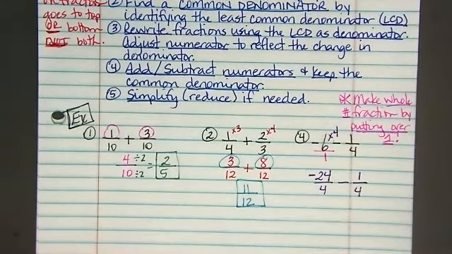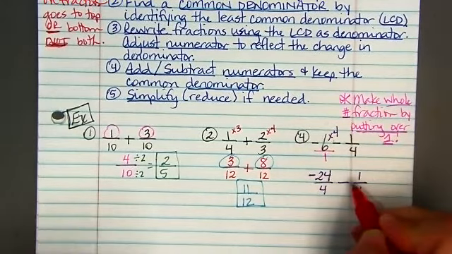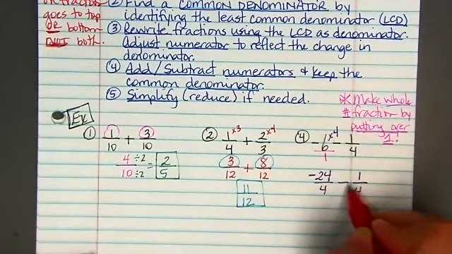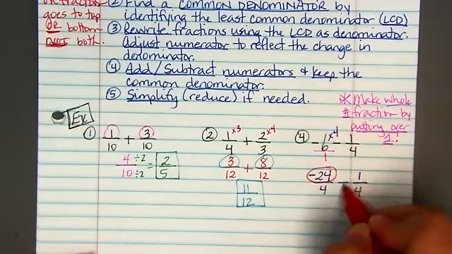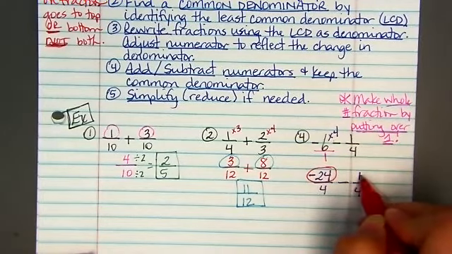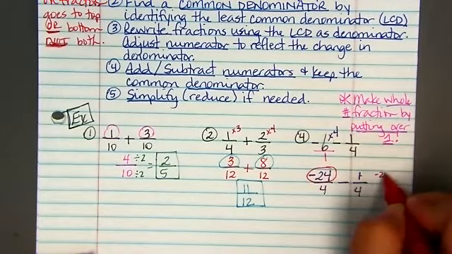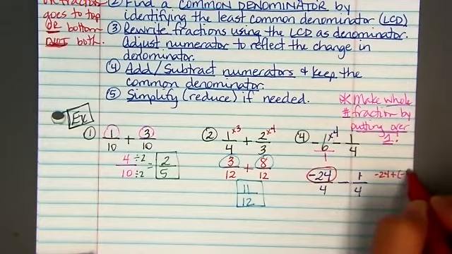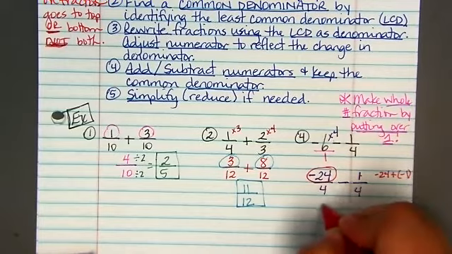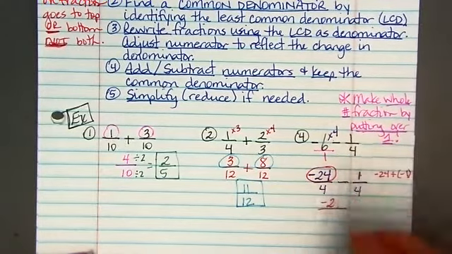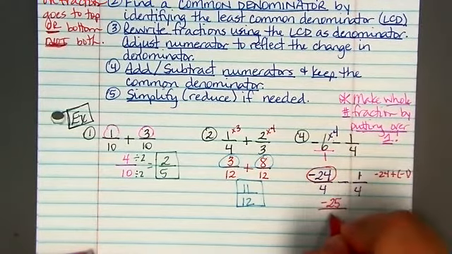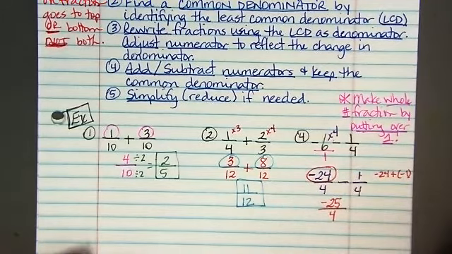All right, so now I'm going to just do my work. Follow my integer rules here, okay? So this means I've got negative 24, and this minus, this is a negative, so I'm going to think of this as negative 24 plus negative one. They're the same sign, so they're doing teamwork, so that's going to give me negative 25 over four.